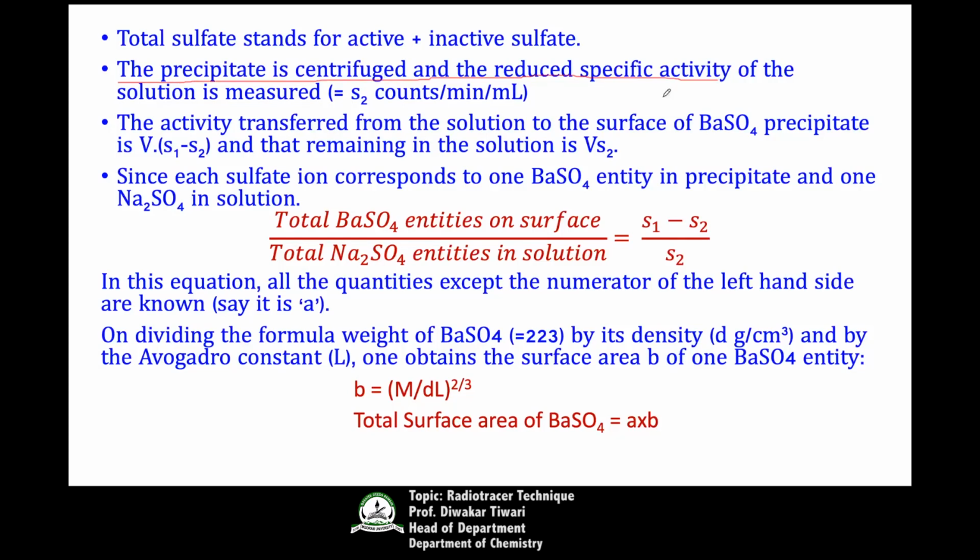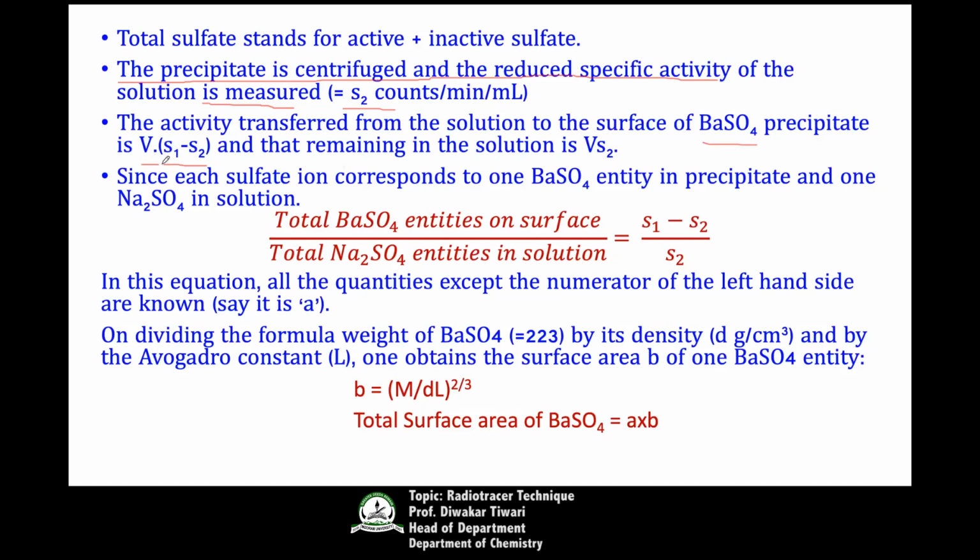Now the precipitate is centrifuged and the reduced specific radioactivity is measured. When we say reduced activity, naturally because exchange took place, some of the radioactivity is transferred from the solution to the surface. So if we measure the specific radioactivity in the supernatant, suppose it is equal to S2 counts per minute per ml, then the specific radioactivity transferred to the barium sulfate surface is S1 minus S2.